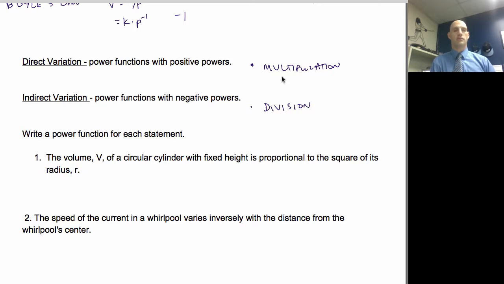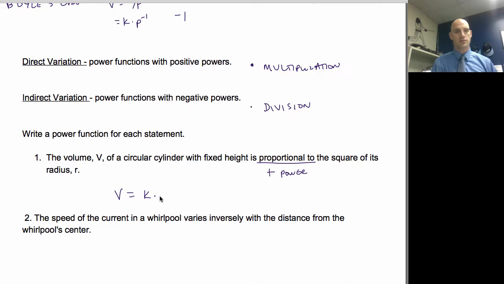Sometimes the trickiest part about power functions is understanding where they're present, because the wording is tricky. Understanding what the wording is saying helps us to understand whether I am actually dealing with a power function. For example, the volume V of a circular cylinder with a fixed height is proportional to the square of its radius. Proportional to: when I'm talking about proportional to, I'm talking about direct variations. So positive power. And so volume is directly proportional to the square of the radius.